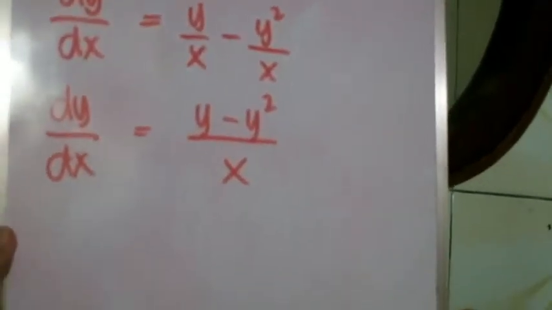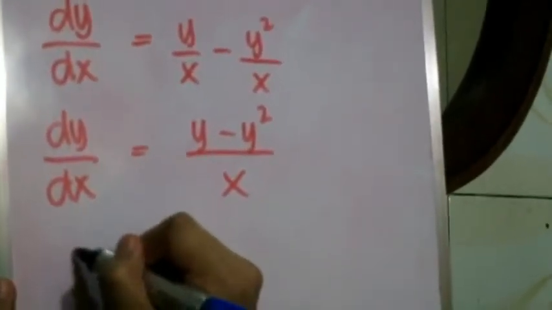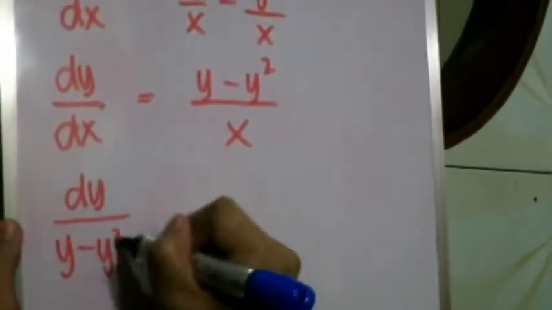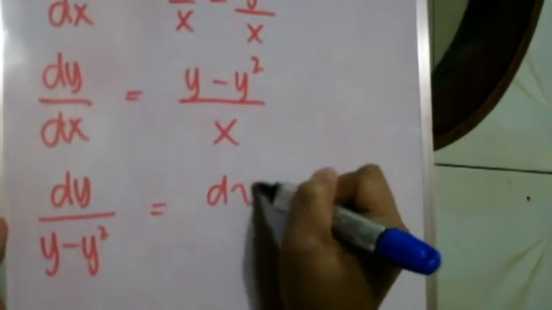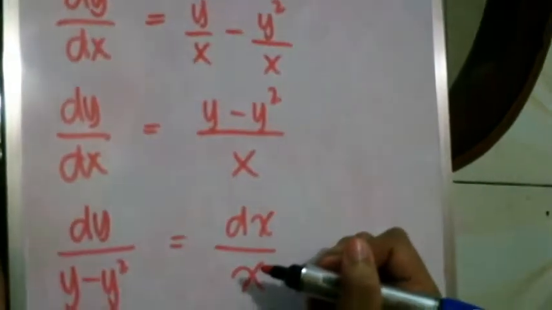Now, combining like variables, we have dy over y minus y squared equals dx over x. Now we have a separable differential equation.